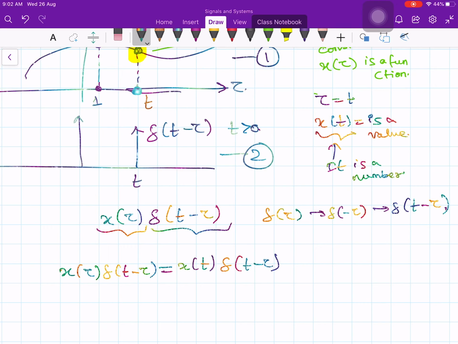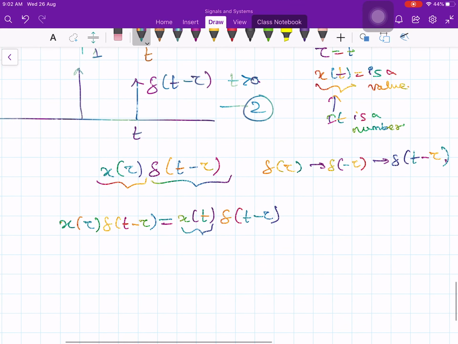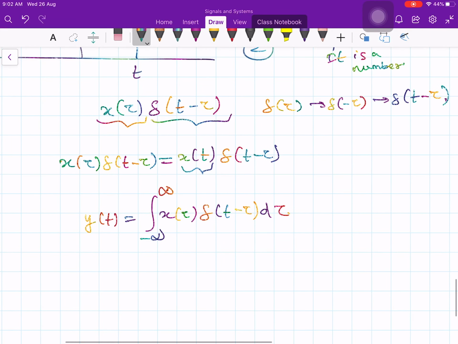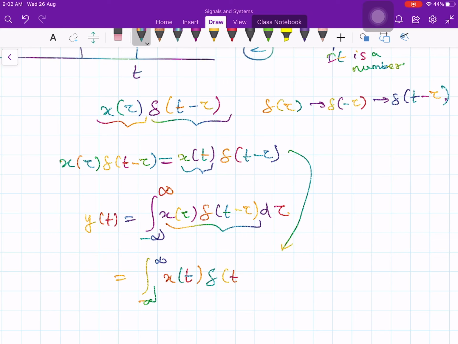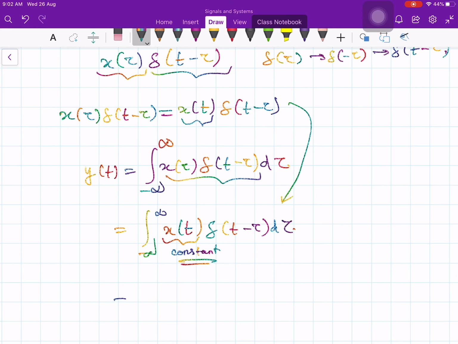And this is a constant as far as the integration is concerned, because finally what we want is y of t equal to the integral of x of tau del of t minus tau d tau, with integration from minus infinity to plus infinity. Now this one is going to be x of t times del of t minus tau d tau. What is x of t now? It is a constant as far as tau is concerned. You are substituting only one value now. So bring it out of the integration: x of t times the integral of del of t minus tau d tau.